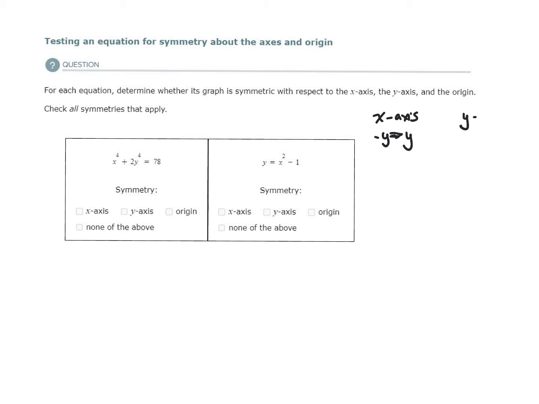For the y-axis, we're going to replace x with negative x. And for the origin, we're going to plug in negative x for x and negative y for y. Now, when we do this, we're looking to see if we get back to the original equation, whatever we start with. If we get back to the original, that means that it is symmetric to whatever we're testing. So that's really the key to this.